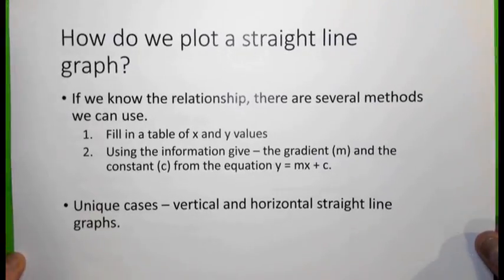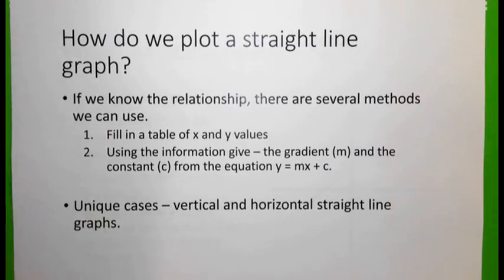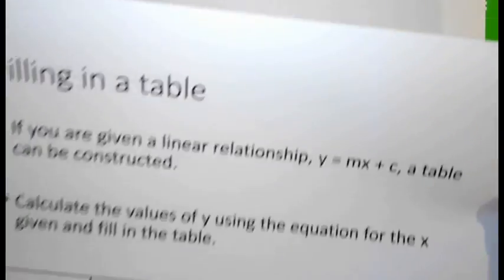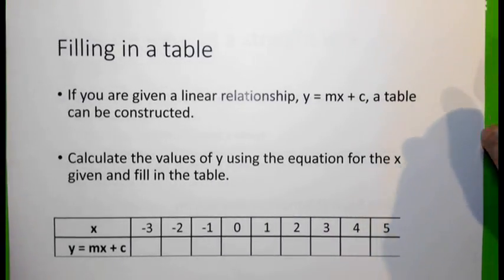Now, how do we plot a straight line graph? If you know the relationship, there are several methods we can use. The first one is to fill in a table of x and y values. And the second one, we use the information given: the gradient m and c from the equation y equals mx plus c. We will look at some examples of these two, and then we will look at some unique cases, vertical and horizontal straight line graphs.